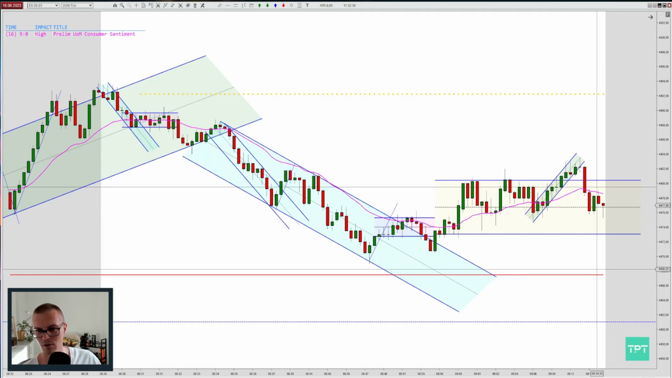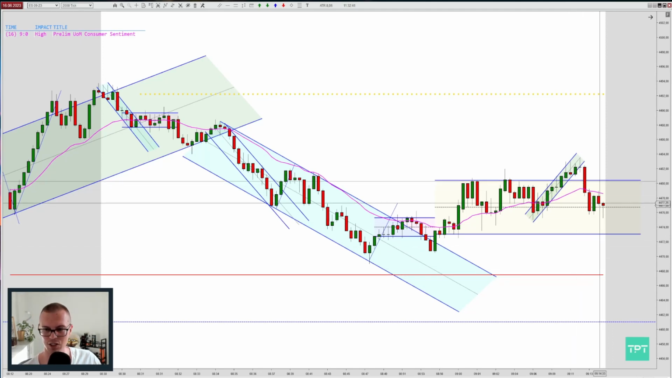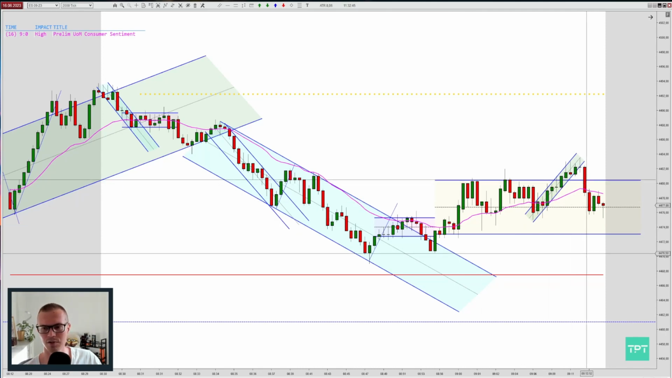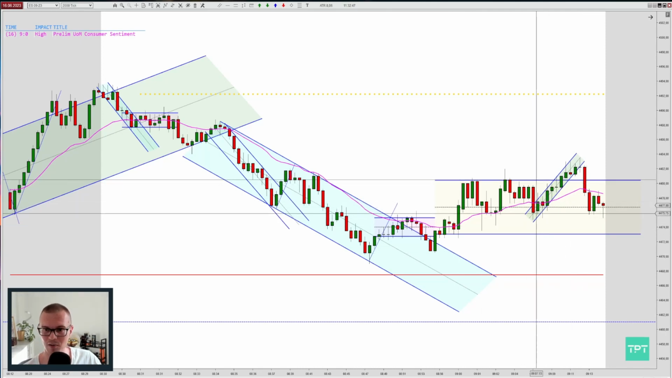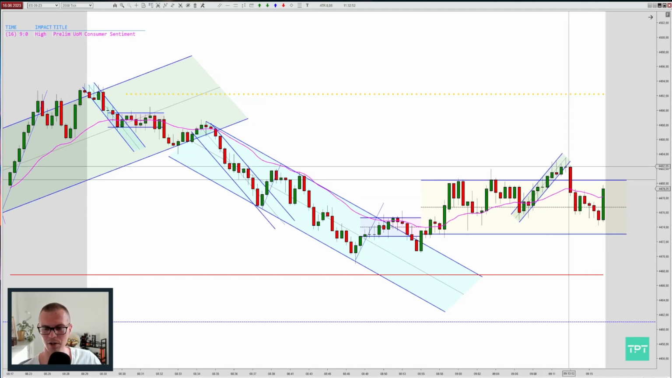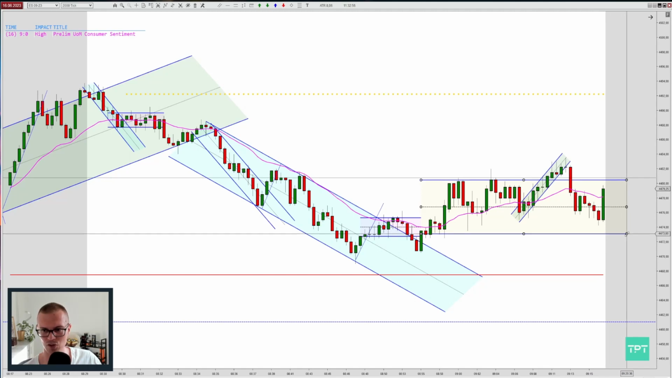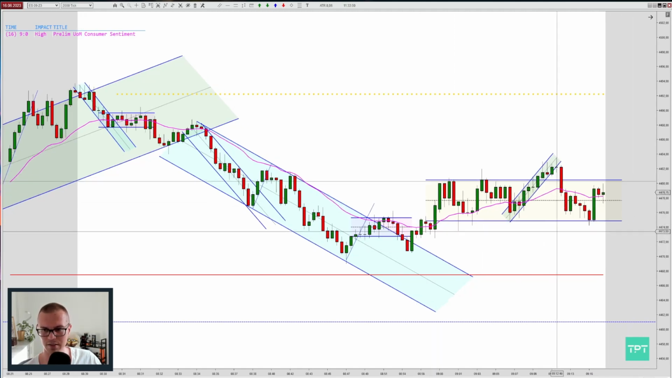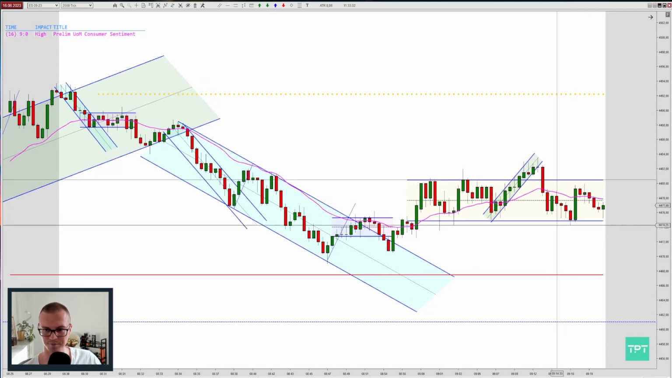So I'm not feeling confident with taking a short here directly into the support, directly into the midline of the channel, where prices bounced and turned a couple of times already. Now we're going lower here a bit, and there is some kind of support here. So maybe I decrease the range a bit and see where we're going.